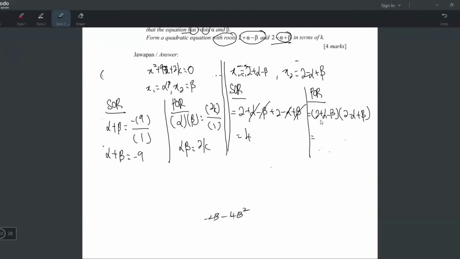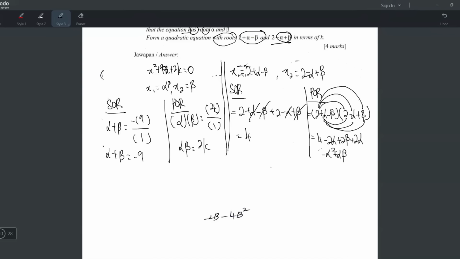Macam mana nak darab 3 terms into 3 terms? You have to darab macam ni. 2 times 2 dapat 4. 2 times negative alpha, negative 2 alpha. 2 times beta plus 2 beta, like this. And then now go to the second term here, which is alpha, and then repeat the same process. So alpha times 2 is 2 alpha. Alpha times negative alpha is negative alpha square. Alpha times beta is plus alpha beta.